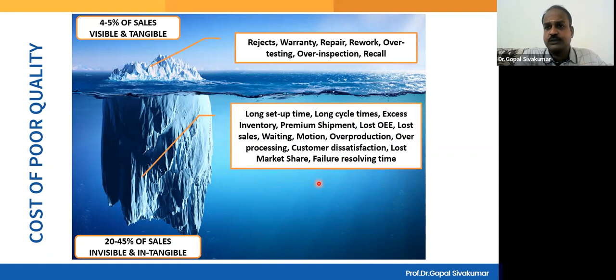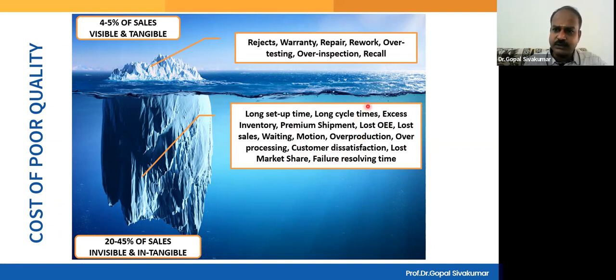Whenever you consume more than 10 minutes to set up a machine, that should be considered a failure. So always, any setup should be completed within 10 minutes. Likewise, there are many metrics I have written here: the overall equipment effectiveness, overproduction, inventory, failure resolving time.